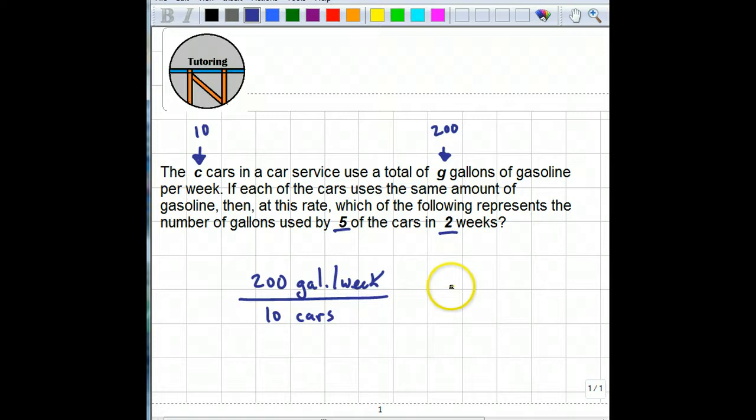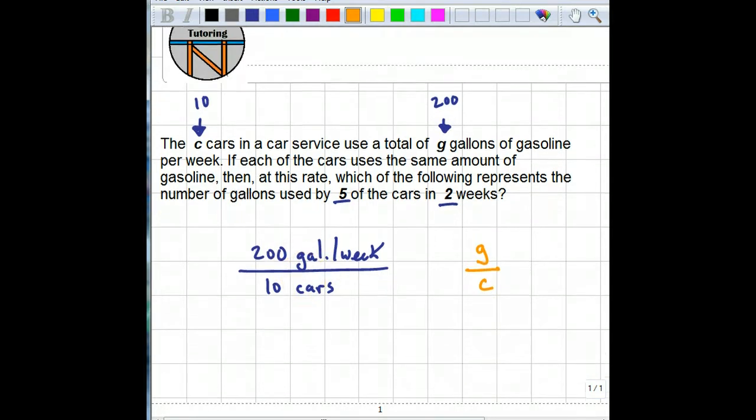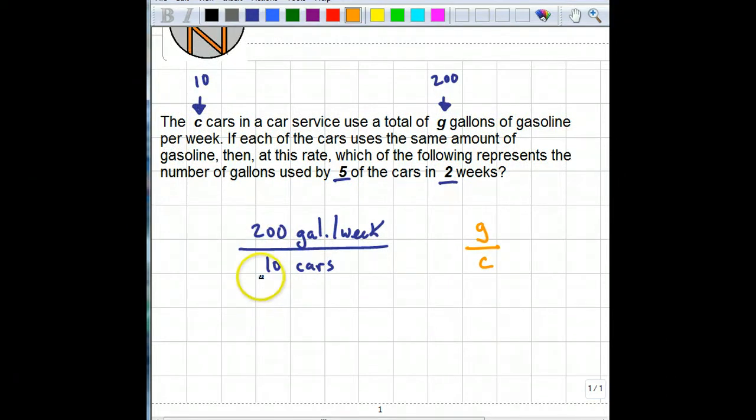Now let's make a quick comparison to how that relates to the variables G and C. Well, 200 was G and 10 was C. So really what I have is G over C. Next, you got to ask yourself, okay, if this is the rate, and if we reduce it, right, that's 200 divided by 10 would give us 20 gallons per week per one car.